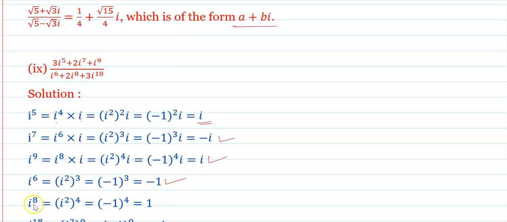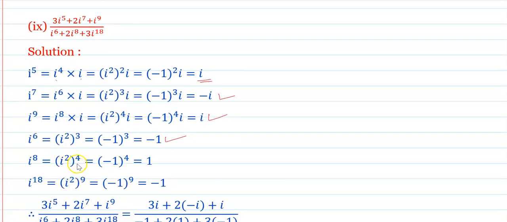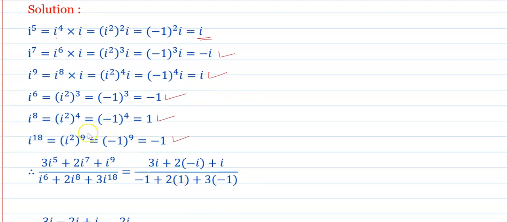i raised to 8 means what? i square bracket raised to 4. i square is minus 1 raised to 4 means what? You will get 1. i raised to 18 means what? i square bracket raised to 9 means here you will get minus 1 bracket raised to 9, that is minus 1. Now we will substitute the values.